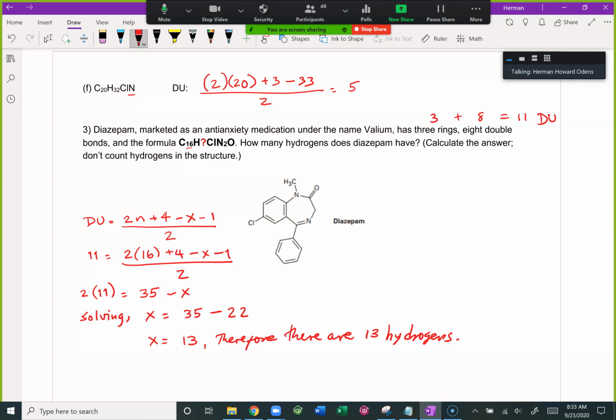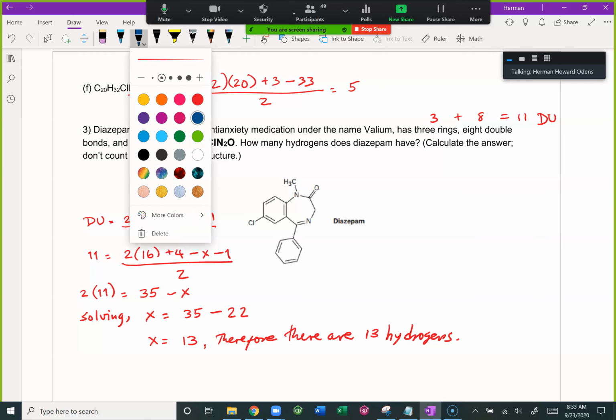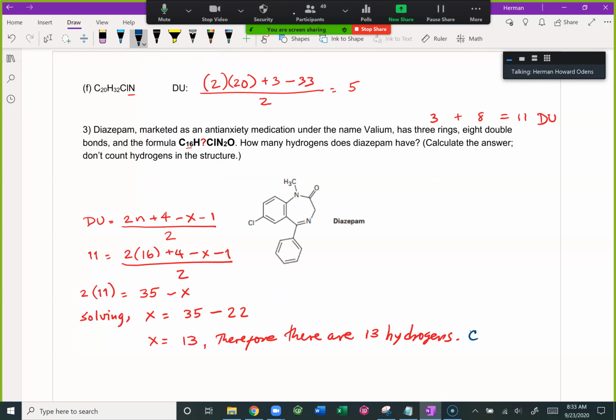And so my final formula will be C16H13ClN2O. All right, let's count those hydrogens. I have 3 here, 2 here, that's 5. Then 6, 7, 8, 9, 10, 11, 12, 13. So I have all my hydrogens.